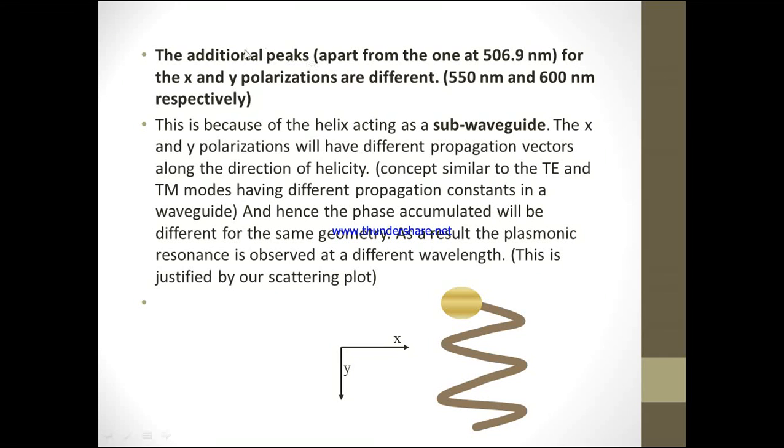Now, the additional peaks, apart from the 506.9 nanometers, occur at 550 and 600 nanometers, and another one at 428 nanometers. These peaks are really sharp, and these are somewhat different compared to the spacing between the nanoparticles. This is simply because the helix would also act as a waveguide, and the light would travel here, here, here, here, here, here.